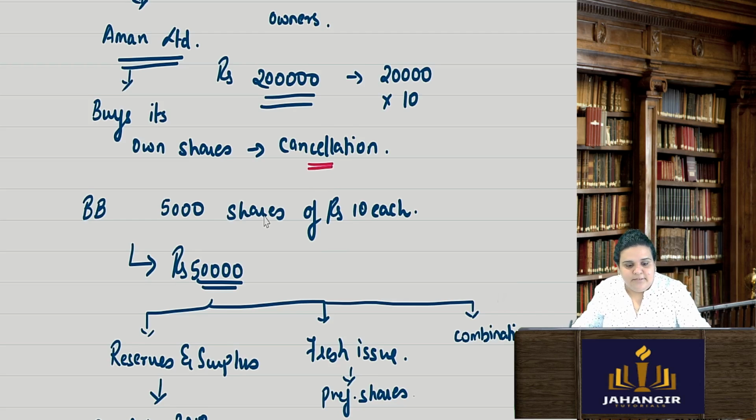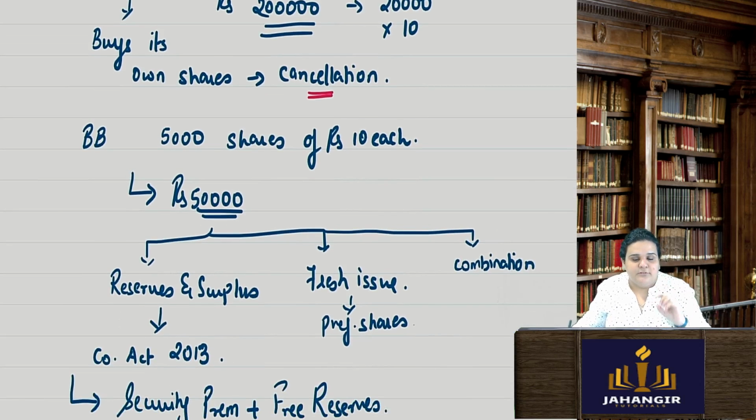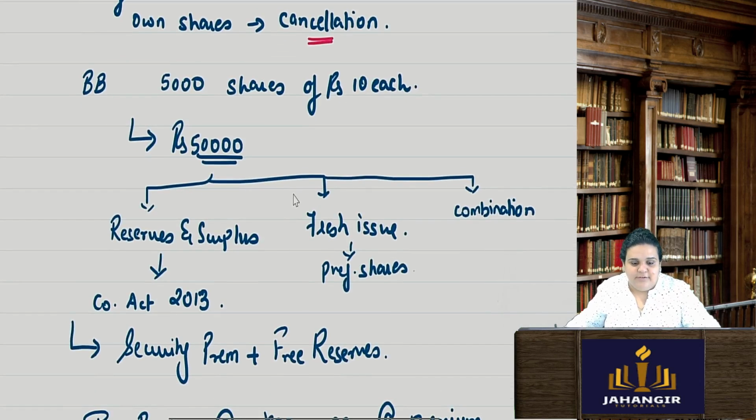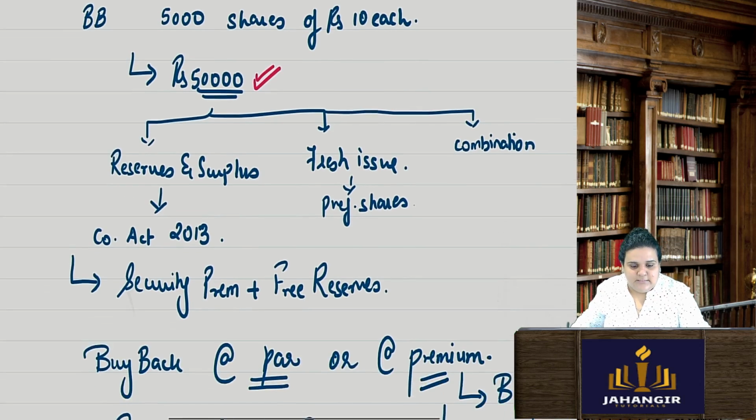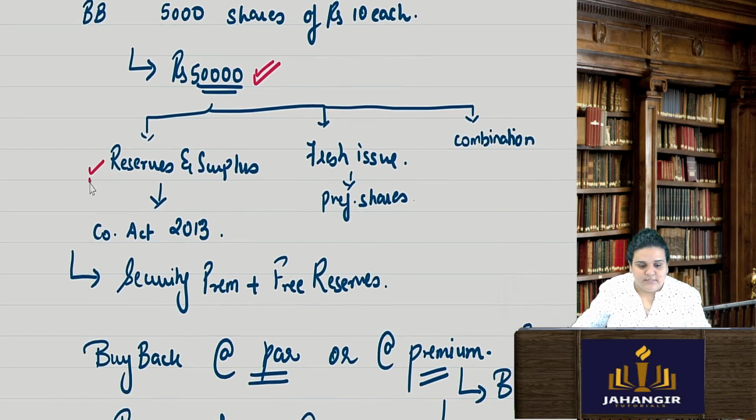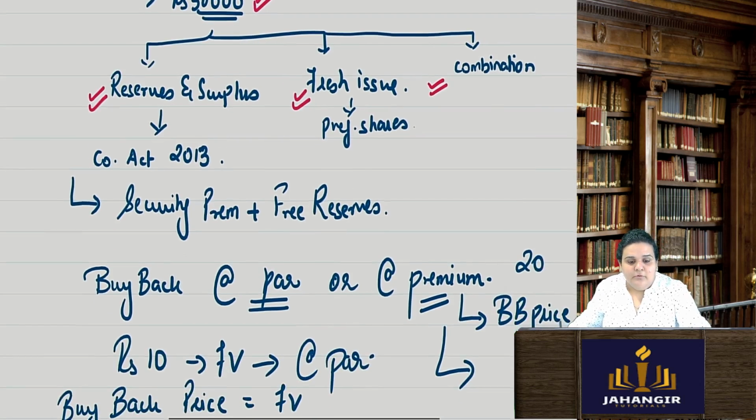Our example is Aman Limited. We are buying back 5,000 shares of rupees 10 each. Therefore, the company will need rupees 50,000. The company has a choice. They can use their reserves and surplus. They can make a fresh issue of some other class of shares, or they can do a combination. Now, buyback is allowed. Whenever we are using reserves and surplus, we can also use security premium account.